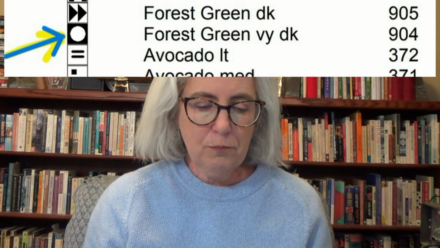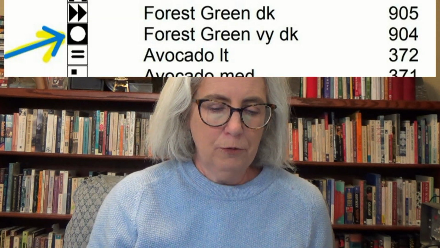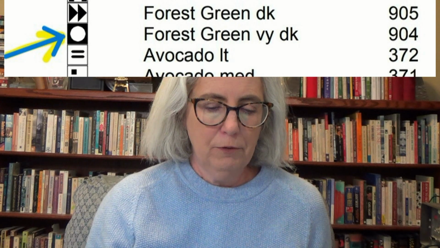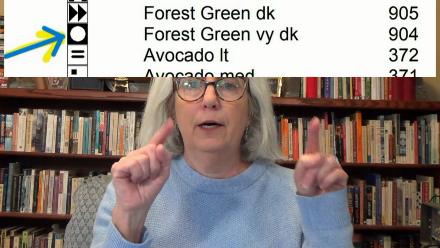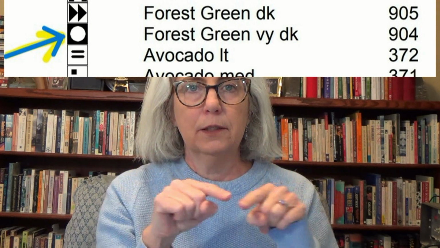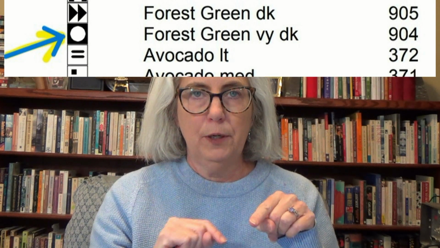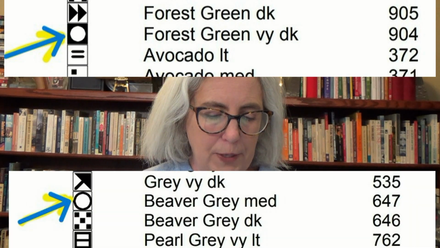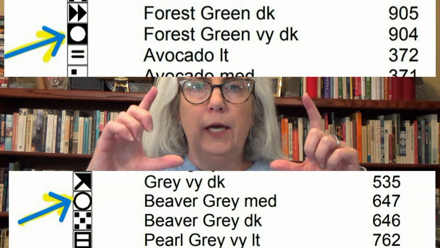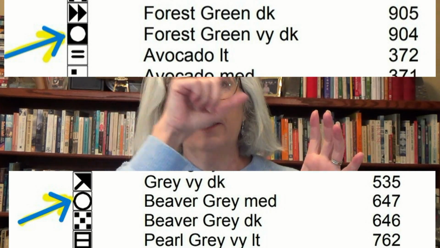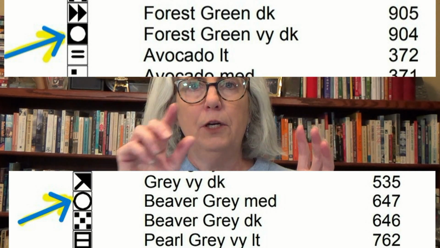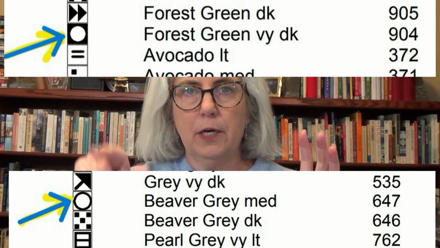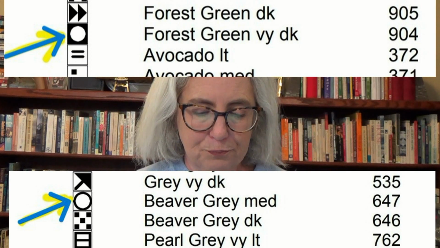And I'll show you an example of one that I have found. So this is the key here, and you'll see that 904, which is forest green, very dark, looks like on the key it's a black square with a white circle in the middle. And then there's another example down below here where we've got beaver gray, but this looks like a white square and then it's got a black circle around it and there's white in the middle. So it just looks like that somebody drew a black circle around it.